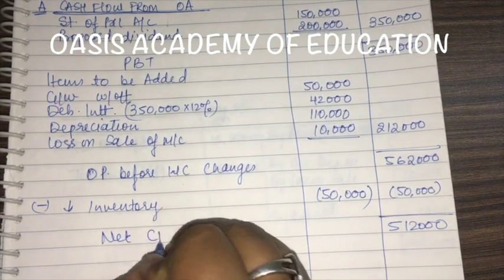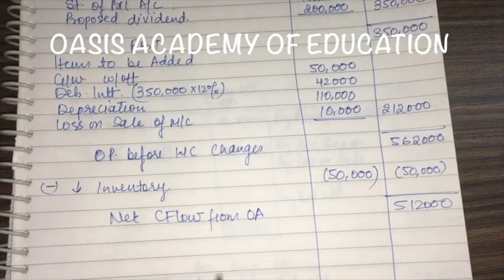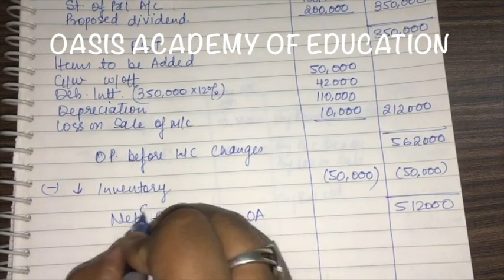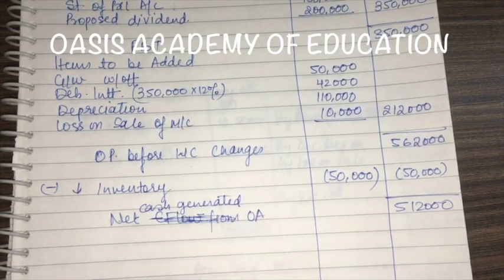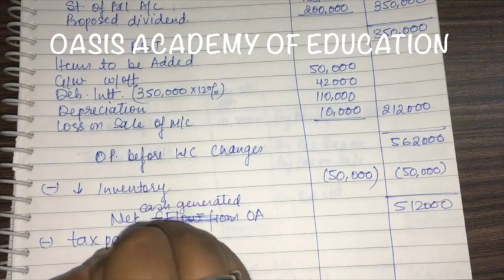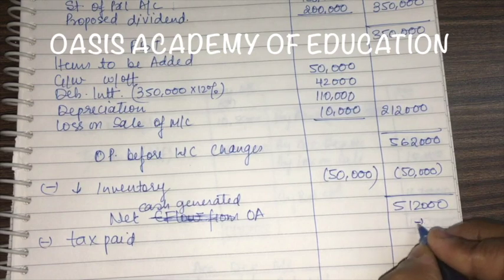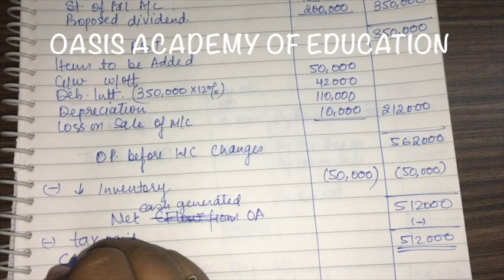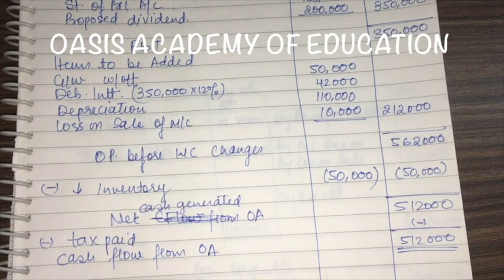So what is this? Net cash flow from operating activities, right, sorry, net cash generated from operating activities. Isme se hum minus kar denge tax paid, that is not given to you in the question, so this comes out to be 5,12,000. That becomes your cash flow from operating activities, right?